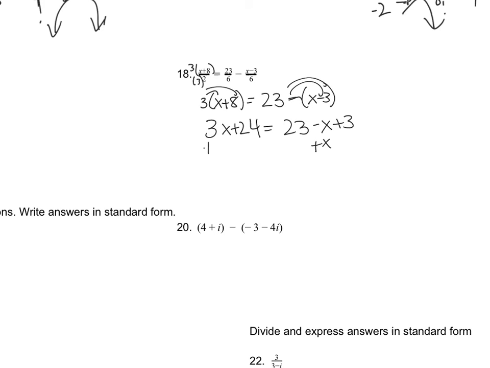Add this x over here, minus this 24. So I have 4x equals negative 1 plus 3. So 4x equals 2. X is going to be 2 over 4, which is 1/2.